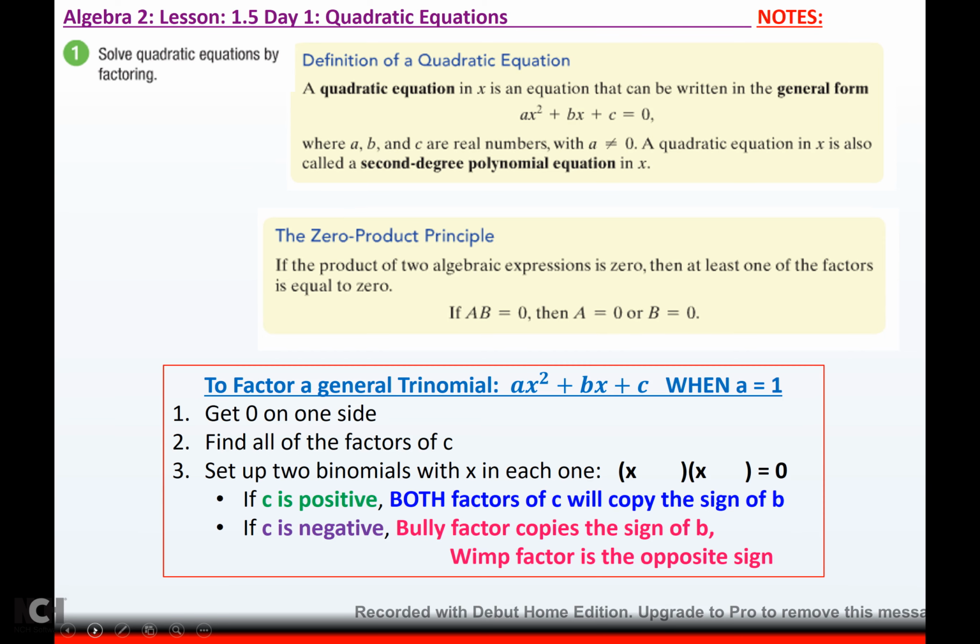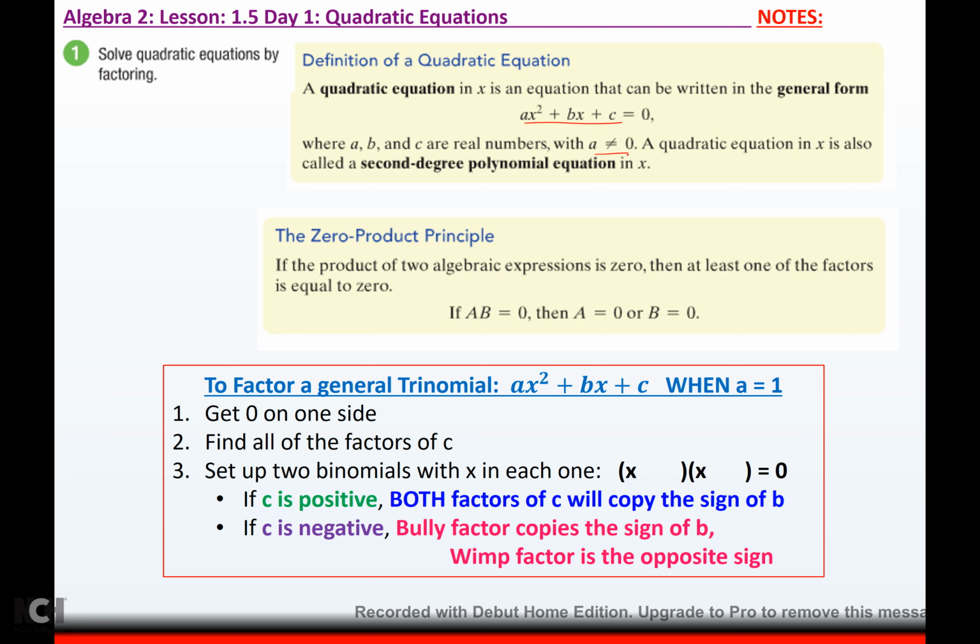It says a quadratic equation in X is an equation that can be written in the general form ax squared plus bx plus c, where a, b, and c are real numbers and a cannot be 0. A quadratic equation in X is also called a second-degree polynomial equation in X. And we're going to do something else today. Before we just factored them, now we're actually going to use the zero product principle to solve it.